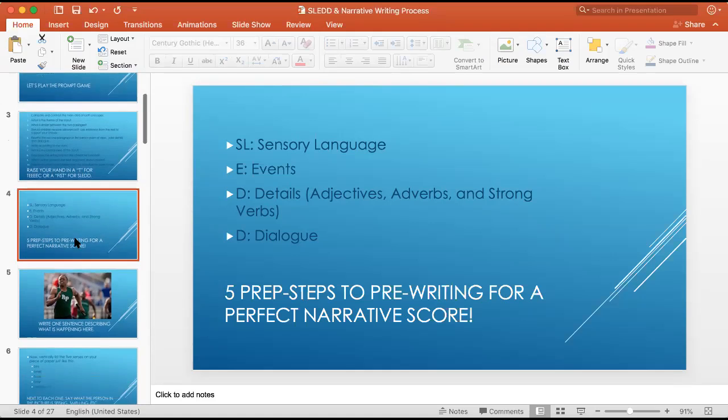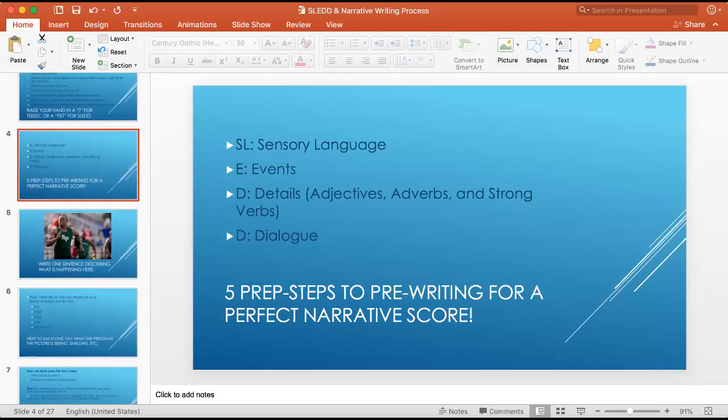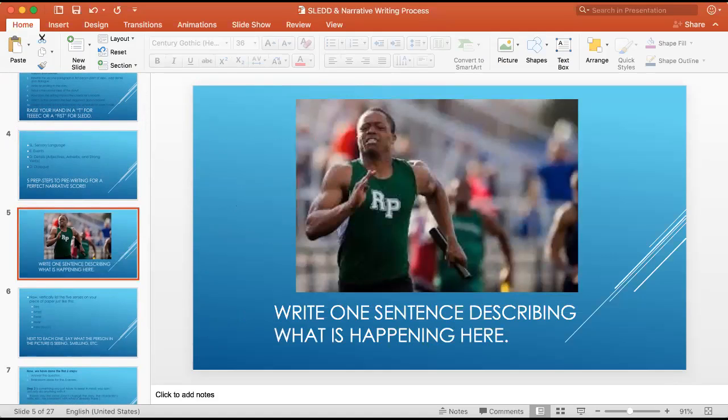I'm going to go through it with you today, just like I would go through it with the students. So please bear with me and just get a feel for it. I put a slide up. It can be any picture you want, but I love starting with this one because it gets great results from the kids. And I say, write down one sentence describing what is happening here.